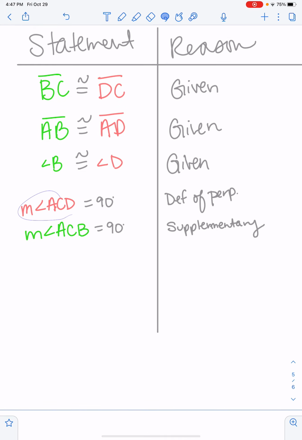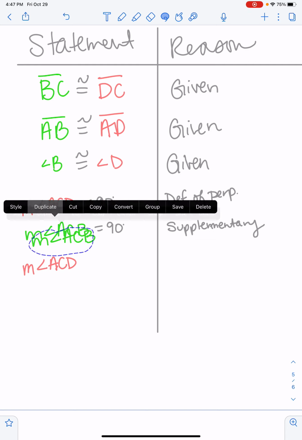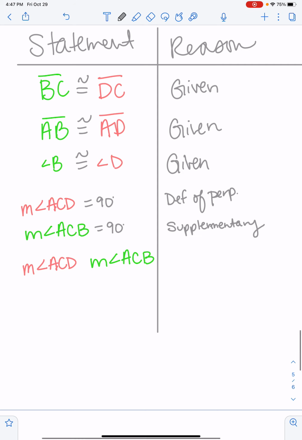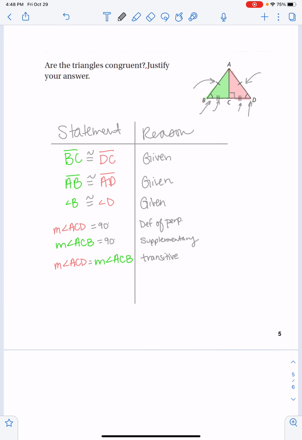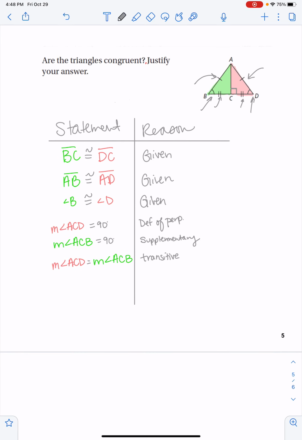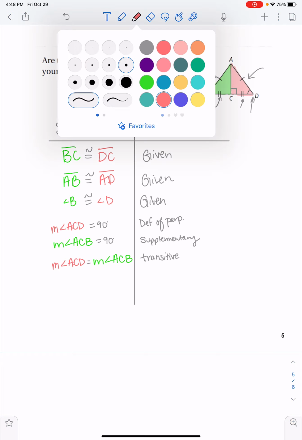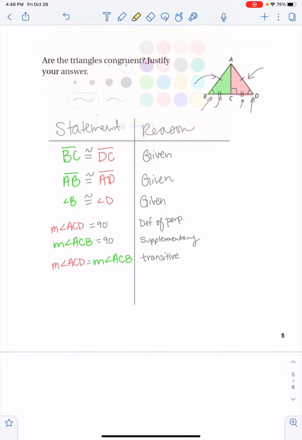So since they're both equal 90, this is one of my favorite properties. Is that weird that I have a favorite property? They do have to equal each other. Transitive. Okay, so it looks like I have 4 things so far. I have this one, this one, this one, and this one. So it looks like I've got 2 sides going and 2 angles going. So 1 more side and 1 more angle.